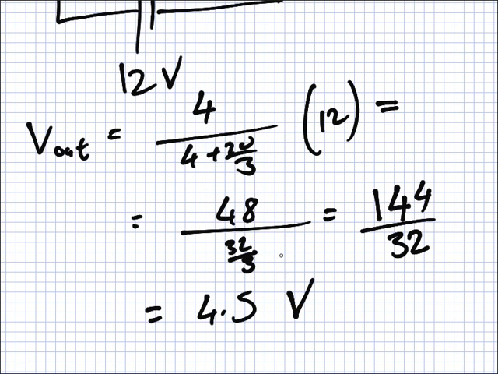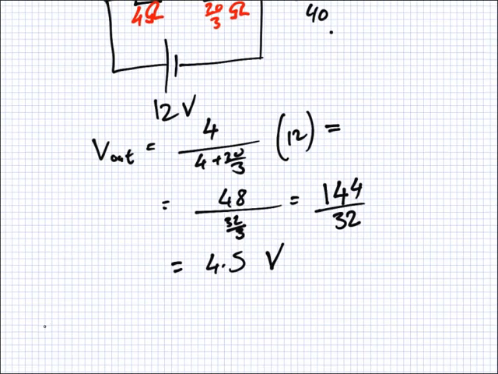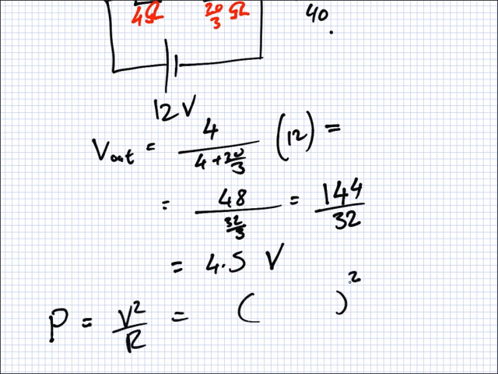Are we happy with 4.5? Yeah? Can I go to the next part? Right, the next part is they want the power in the 20, isn't it? I squared R. But we don't know I. We don't know. V squared over R. What does the V... we do know V. Yeah, it's V squared over R. But is the R 20? It's the 20, yeah. Now what's the V?